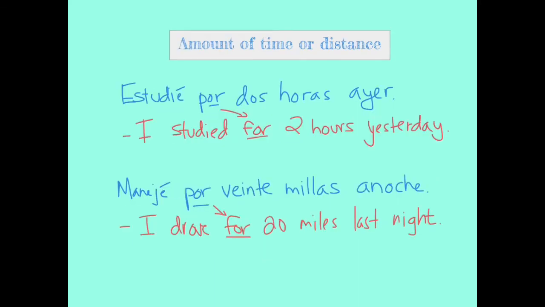If we want to give the amount of time something happens or an amount for a distance, so how long something goes, then we would use por as well. So, for example, estudié por 2 horas ayer. I studied for 2 hours yesterday. Manejé por 20 millas anoche. I drove for 20 miles last night.